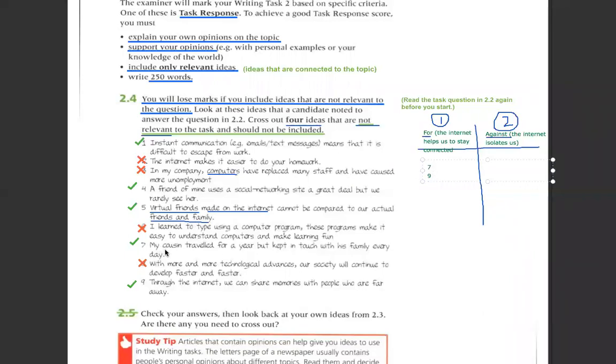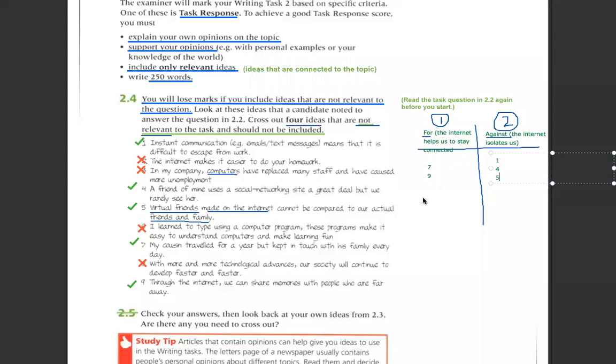Okay. Traveling helps you stay connected with family. You can share memories with people far away. What about the ideas against? So against is number 1, because this means that instead of communicating with the people that we're with in our home or our friends, we have to keep answering emails from work. Okay, then the other ones against are number 4 and number 5.